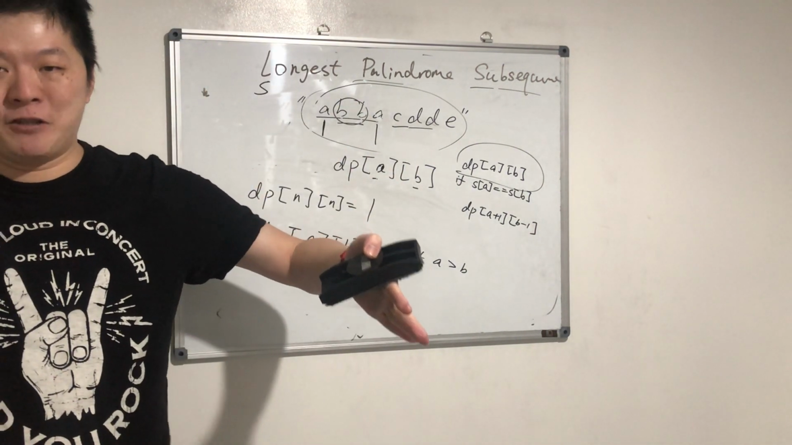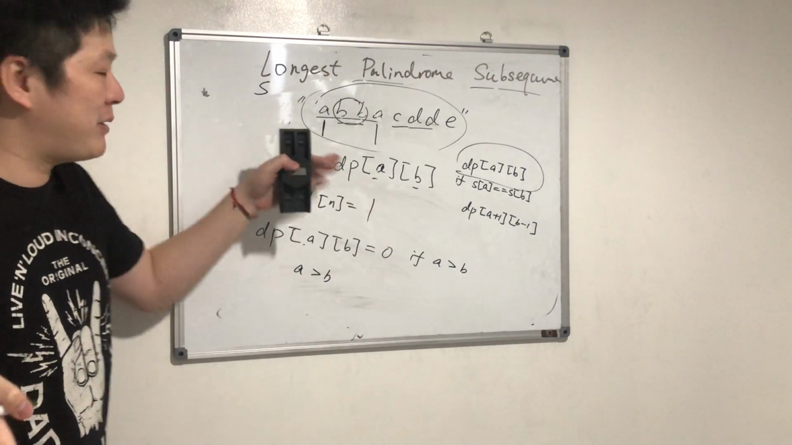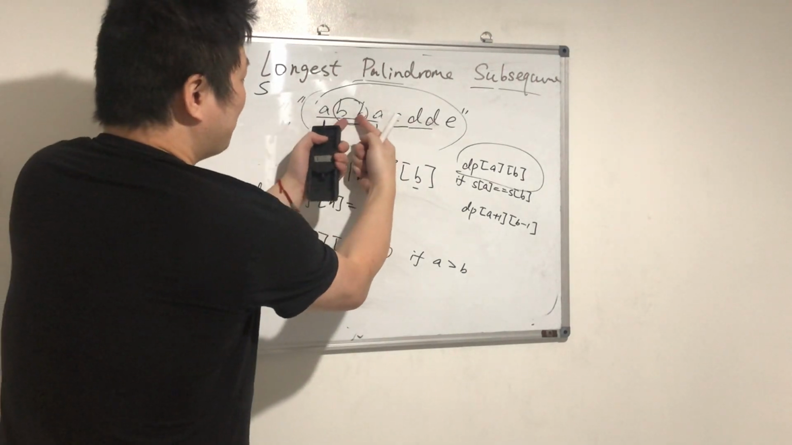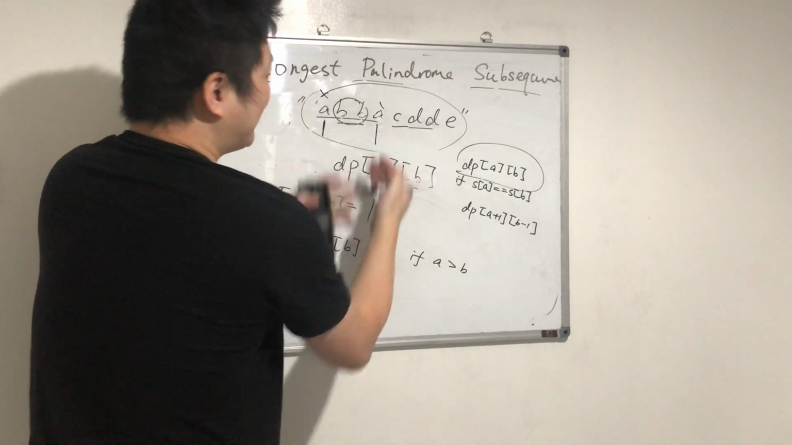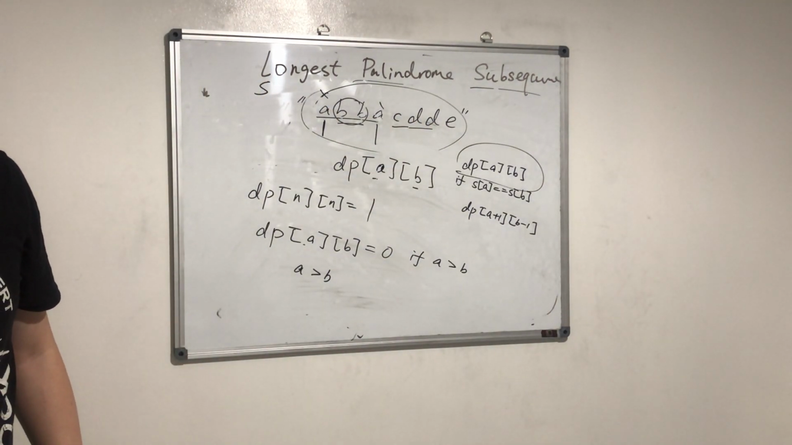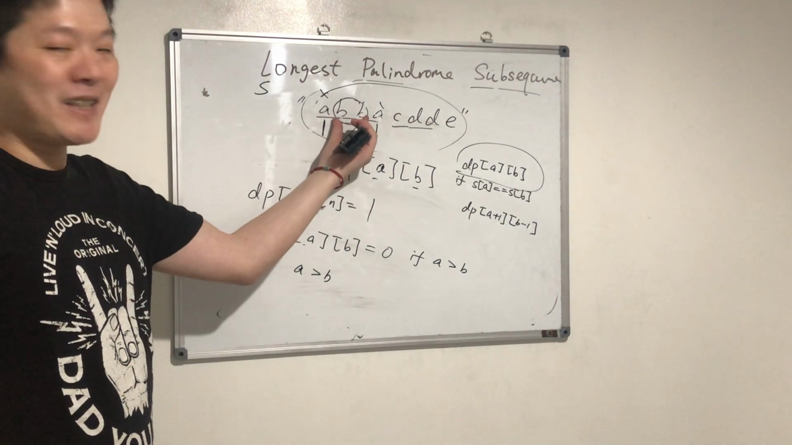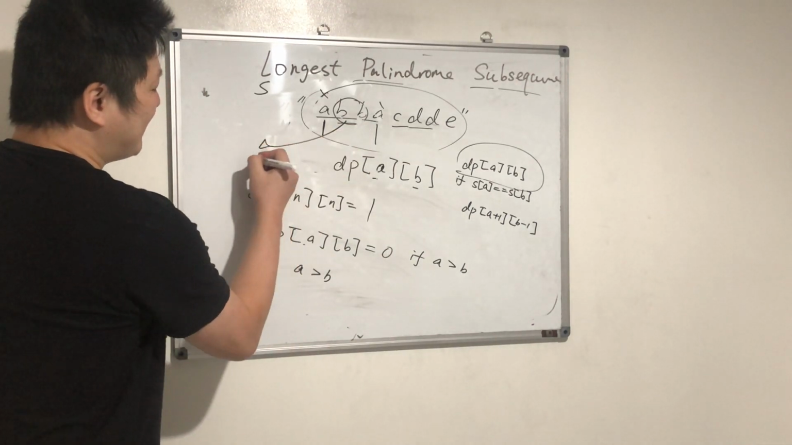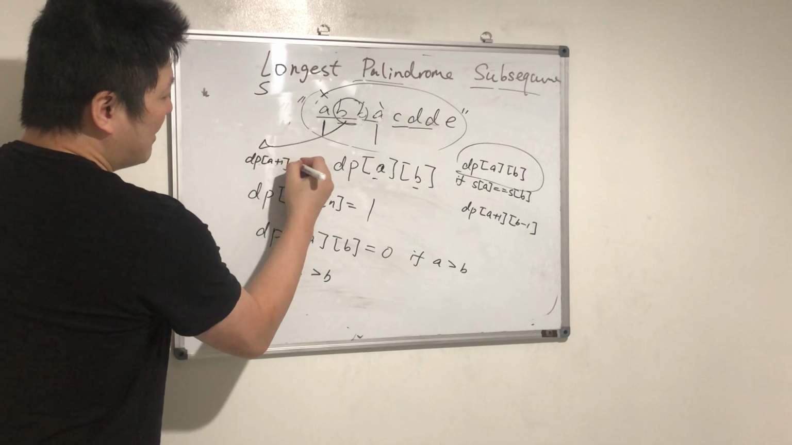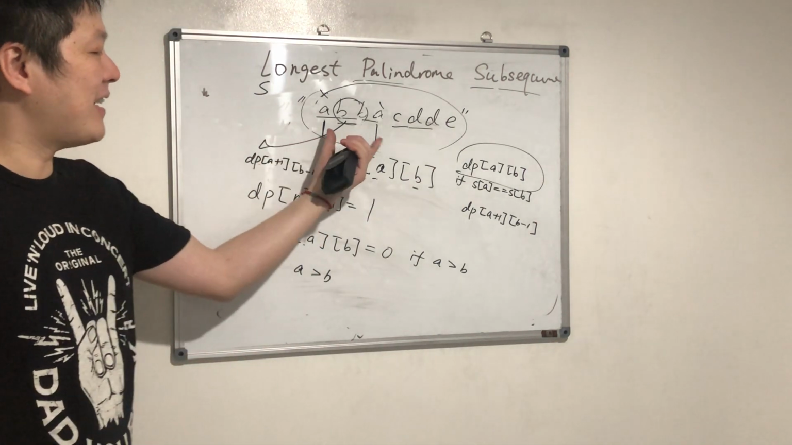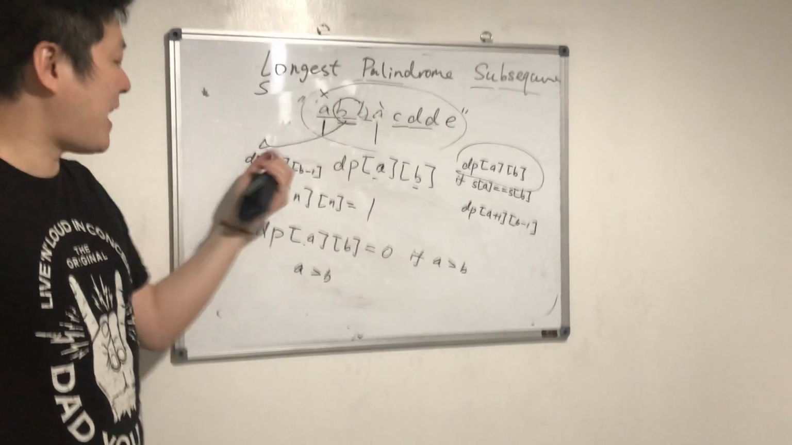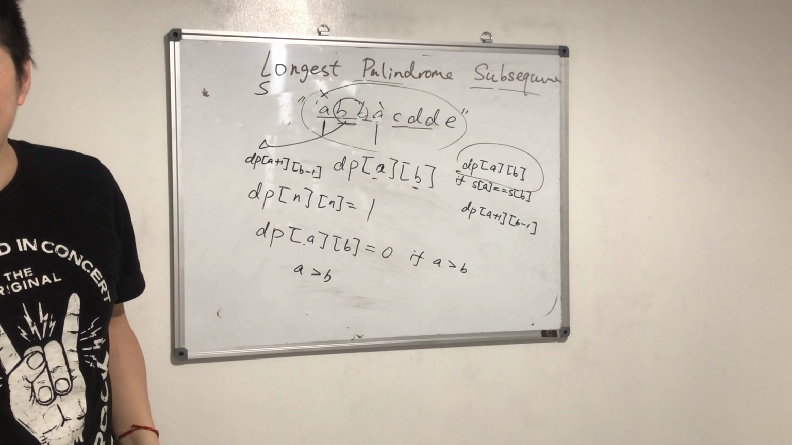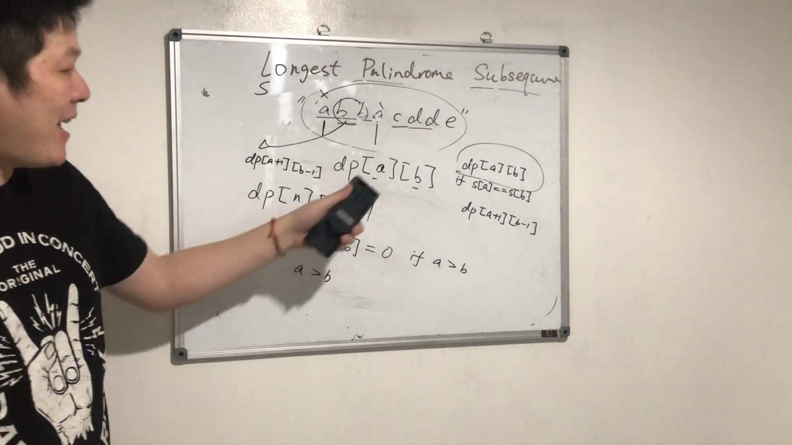If these two characters are equal, what's the relation between dp of this boundary and the inner one? Just move inward, just get rid of these two. What's the relation? How big is this? What's the palindrome here? 2. But we don't know if it's 2, right? This is dp[A+1][B-1], yeah? And this is dp[A][B]. So what's the relation between this and this? How many difference?